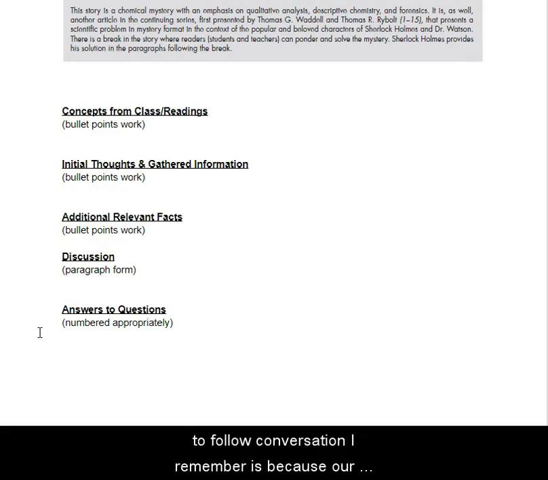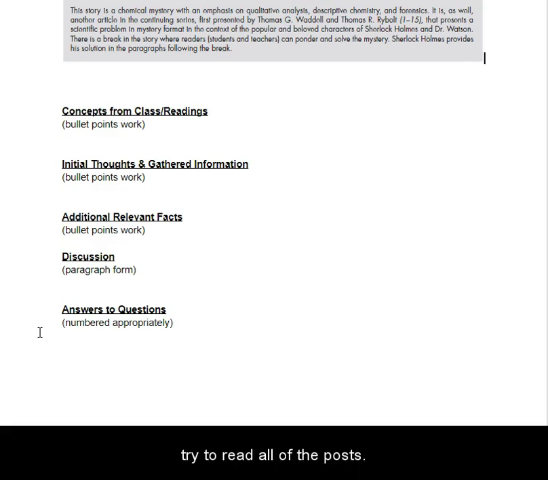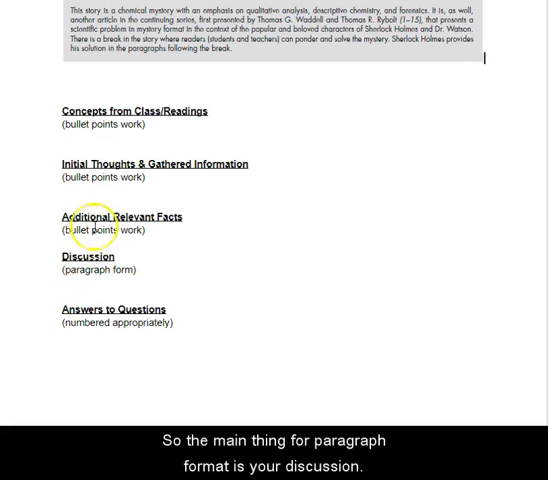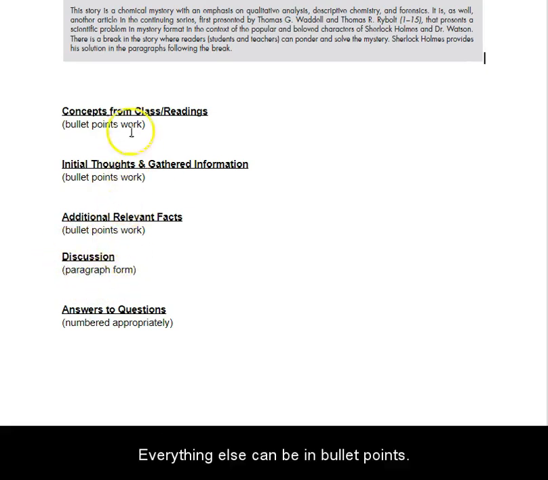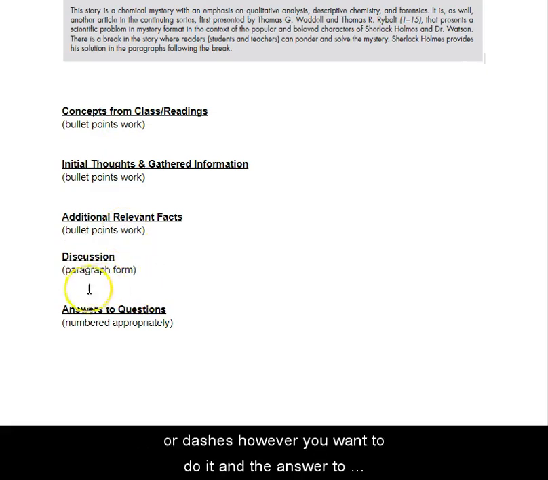Now remember, as big as our class is, you're not reading all of the posts, you're just reading the ones that you are responding to. I strongly suggest that you don't try to respond to everyone and don't try to read all of the posts. The main thing for paragraph format is your discussion. Everything else can be in bullet points or dashes, however you want to do it. And for the answers to your questions, you just number them based on the numbers that you see at the bottom of your PDF that you've just read.